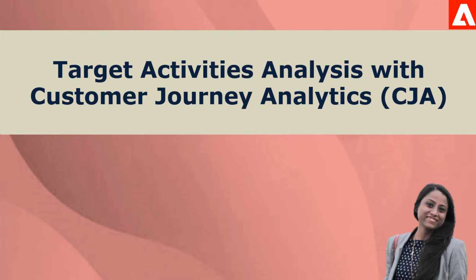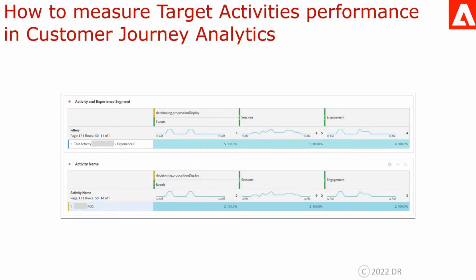So let's get started. As you can see on the screen, here we have created a segment with the activity name and the experience identifier, which is experience C. And then we are saying, what are the sessions? Sessions is visits. And then what is the engagement? Engagement is a custom event that we have defined. And then we are saying how many events for decisioning.proposition display, right? And in the second freeform table, we have activity name with the same metrics, right?